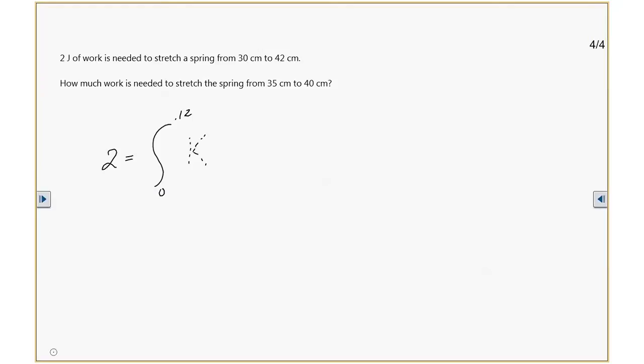Well, yeah, you're assuming that 30 is at rest. So what's the difference between 30 and 42? 12 centimeters. And yes, you're right, you have to change the 12 centimeters into 0.12, because joules is measured in meters.